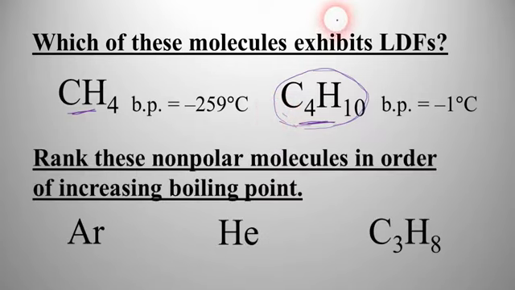How about this question? Rank these nonpolar molecules in order of increasing boiling point. We know that when it comes to molecules with only London dispersion forces, it all comes down to how polarizable they are, how many electrons they have. Helium is the least. It has only 2 electrons, so helium would be the lowest. Argon has more electrons. It has 18 electrons, so it would be the next.